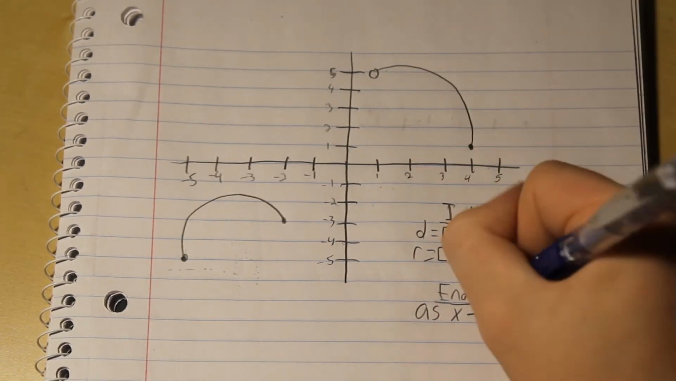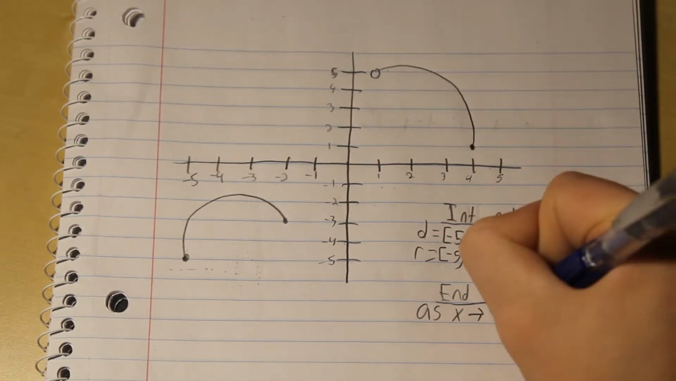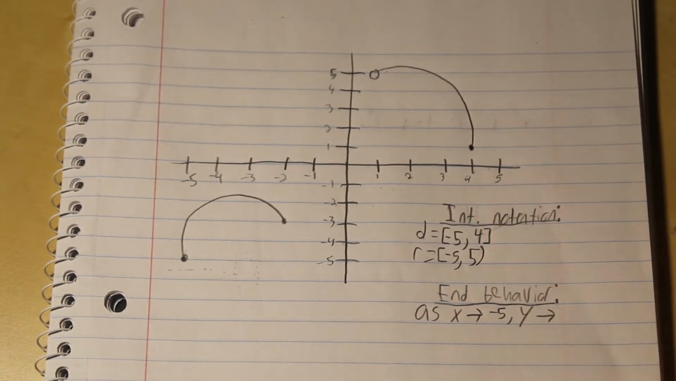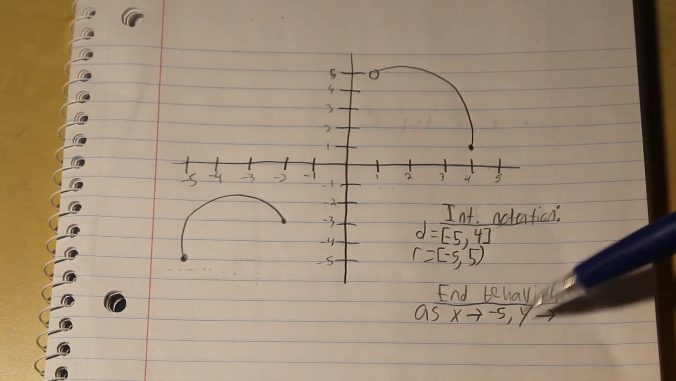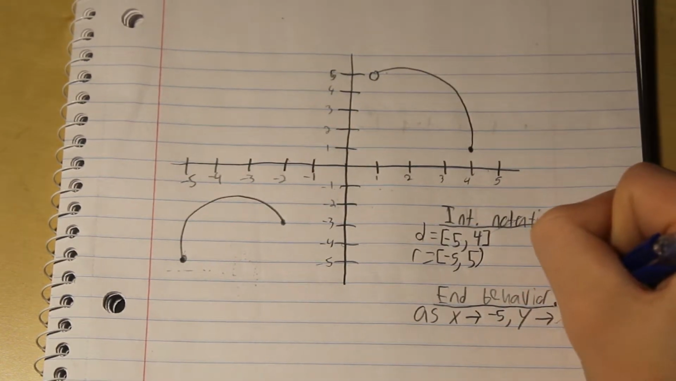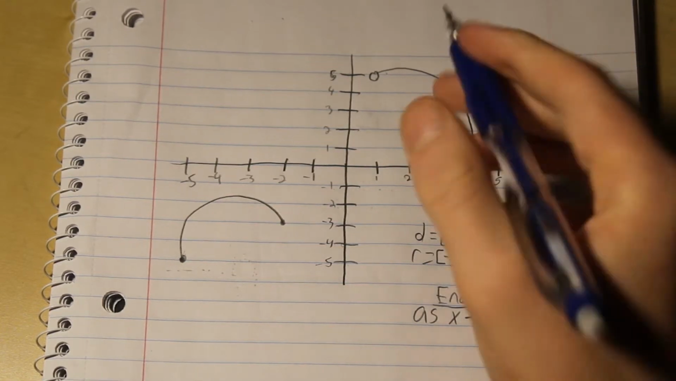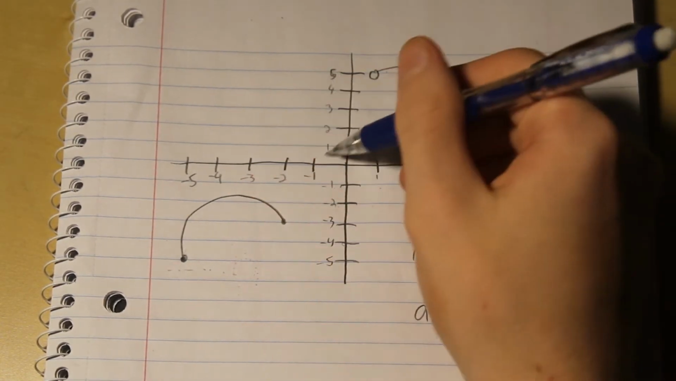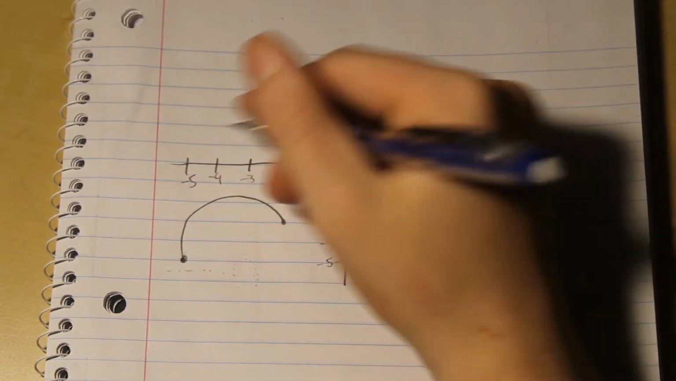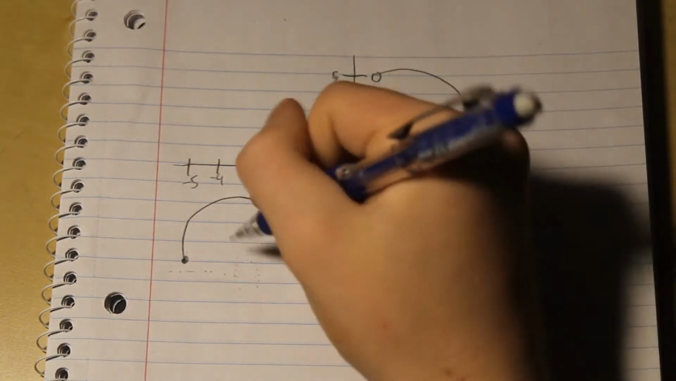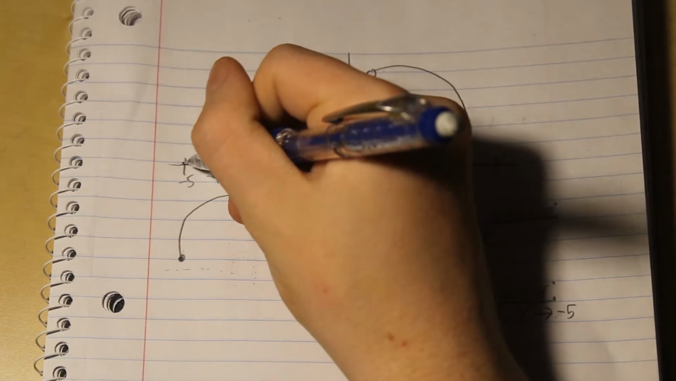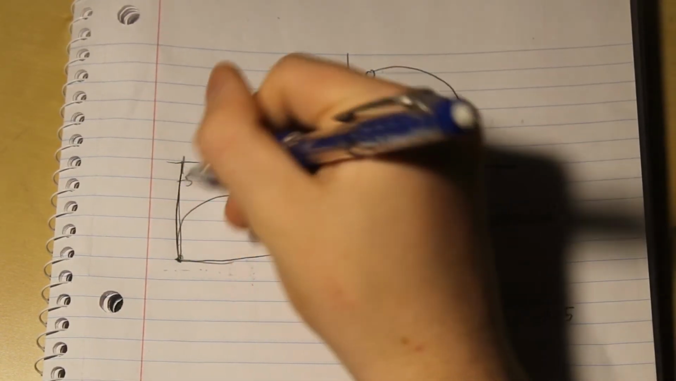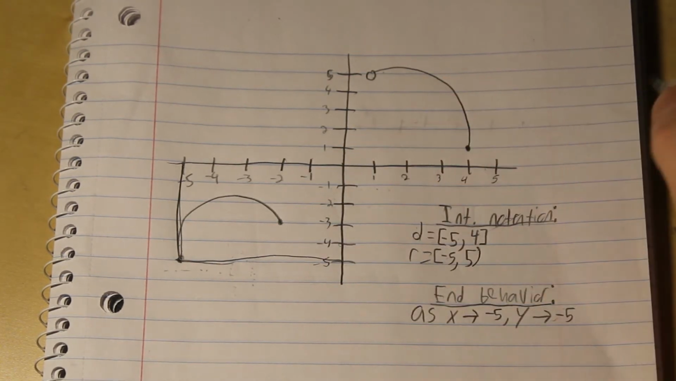And our end behavior, as always, is as x approaches, and then we would put our first domain value, so negative 5, comma, y approaches, and then we put our first y value, negative 5. Because as x approaches negative 5, so that's going this direction, y approaches negative 5. It's basically just saying right here, they just intersect at the same point.